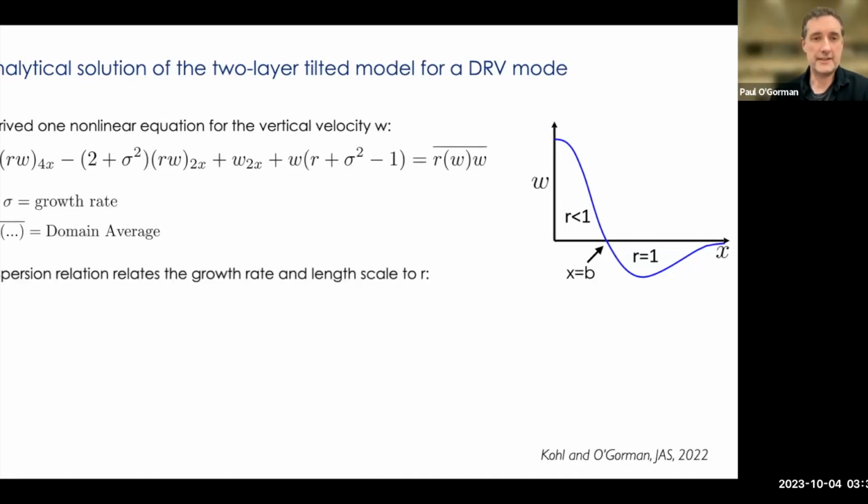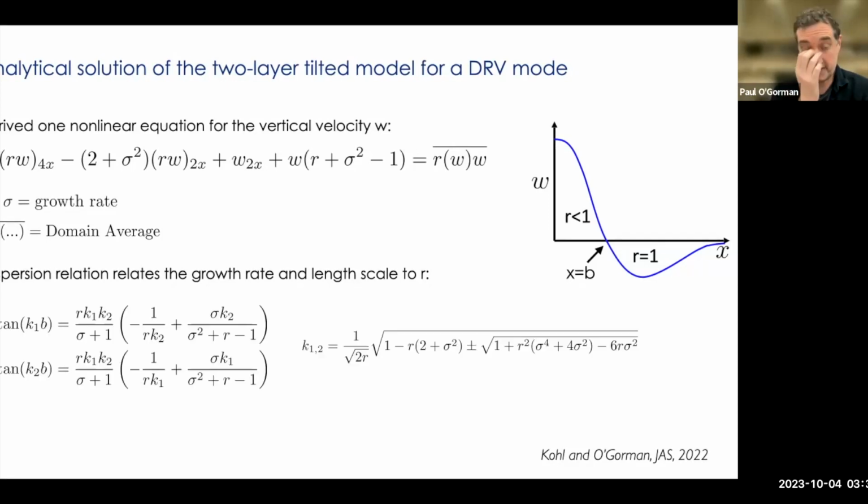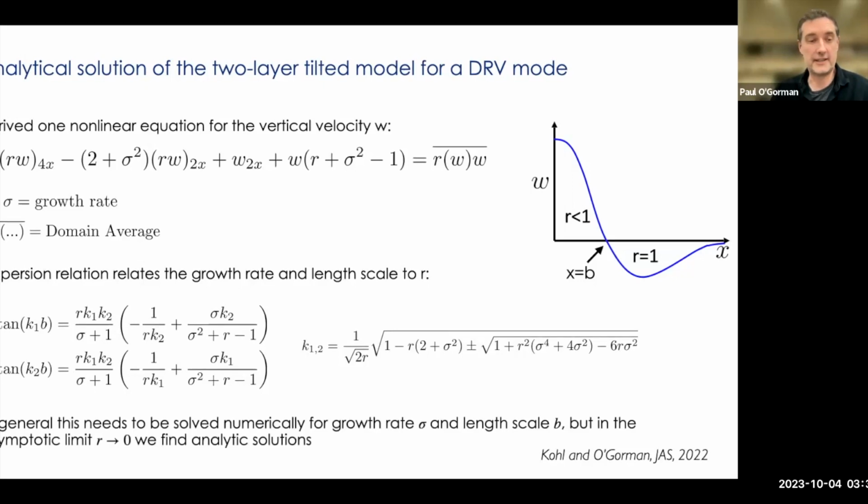So we can then derive a dispersion relation relating the growth rate and the length scale to or. That's what's shown here. The Ks are kind of like wave numbers. We're not assuming any kind of sinusoidal or exponential structure, but you get these Ks, which you can think of as being like wave numbers that appear. So this can be solved easily numerically to find the growth rate and the length scale.